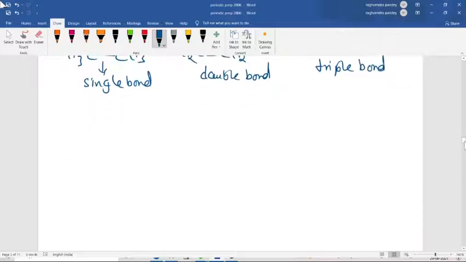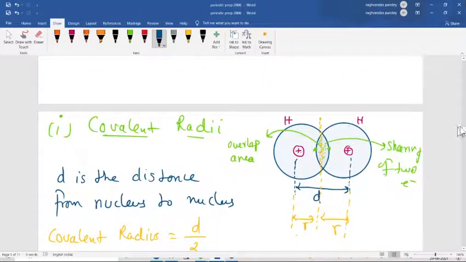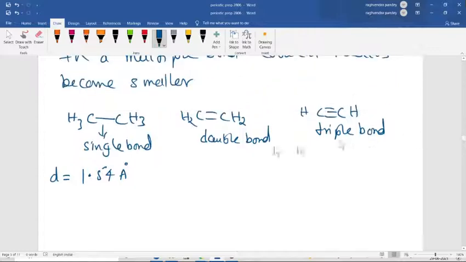If we see the covalent distance, it is 1.54 angstrom. That is the D I am talking about, the distance. From D you can also find R. Here D is 1.54 angstrom, here it becomes 1.34 angstrom, and here D becomes 1.207.